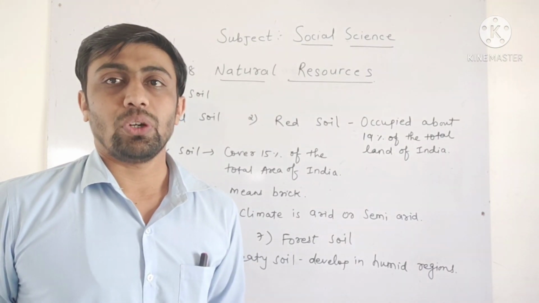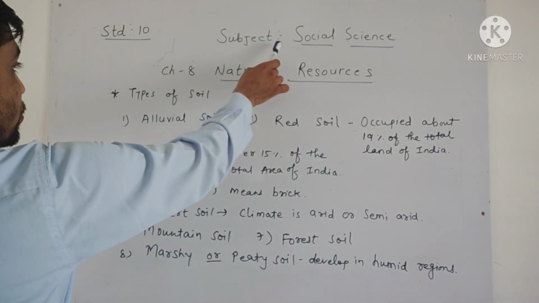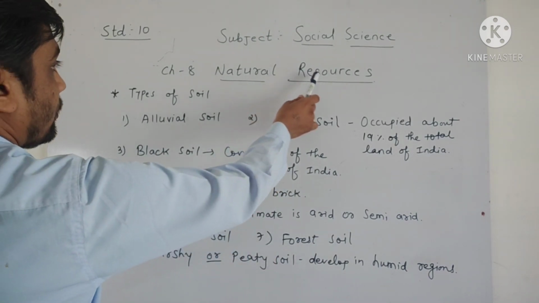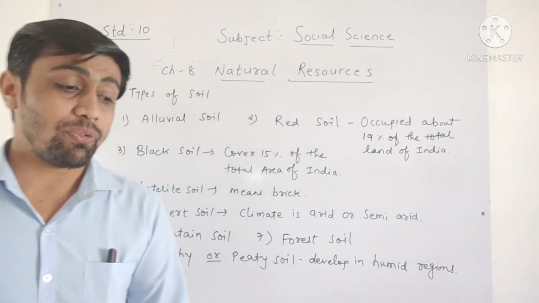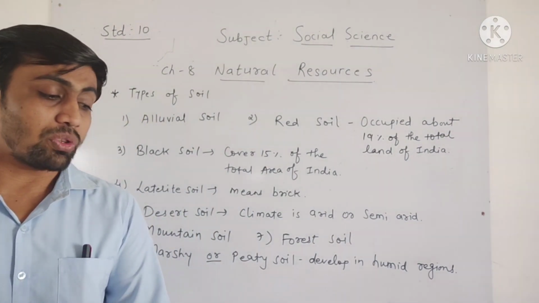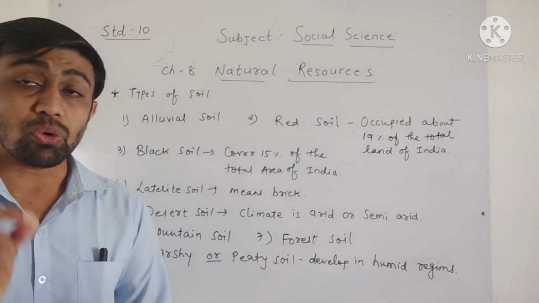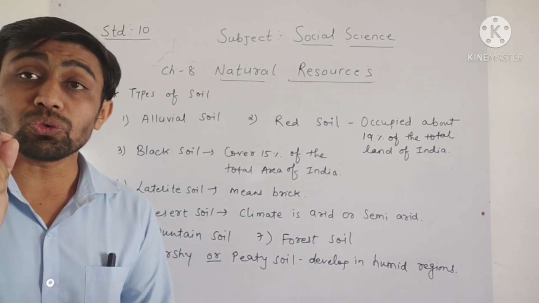Dear children, today we have to learn in standard 10 subject social science chapter number 8. The name of the chapter is natural resources. Now dear children, you know very well that in the previous lecture we have learned about the planning and the conservation of resources. After that we have learned about the soil formation. After that, dear children, we have also learned about the soil.